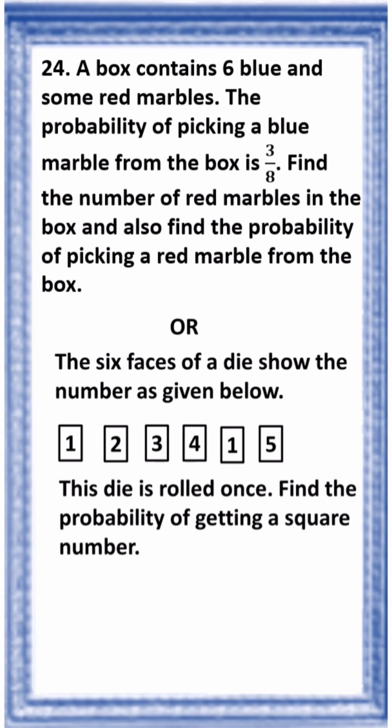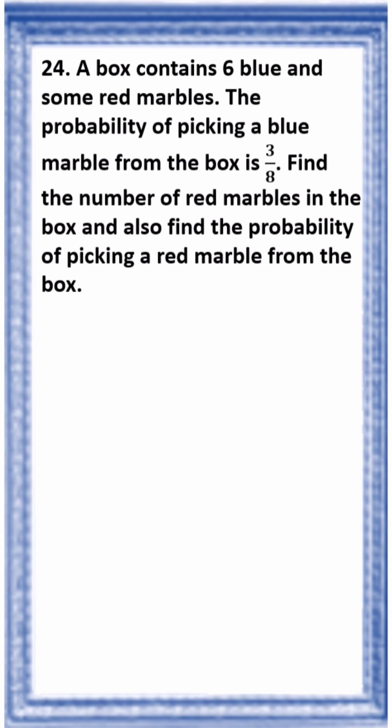Or, 6 faces of a die show the numbers as given below: 1, 2, 3, 4, 1, 5. Here 1 is repeated 2 times. This die is rolled once and find the probability of getting a square number. Now let us solve the first one. Here we don't know the total number of marbles, isn't it? Because we also don't know the number of red marbles. We only know the number of blue balls. So here total possible outcomes we have to find out. That is number of S.